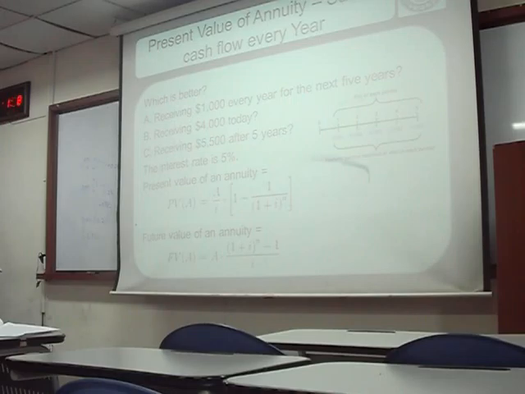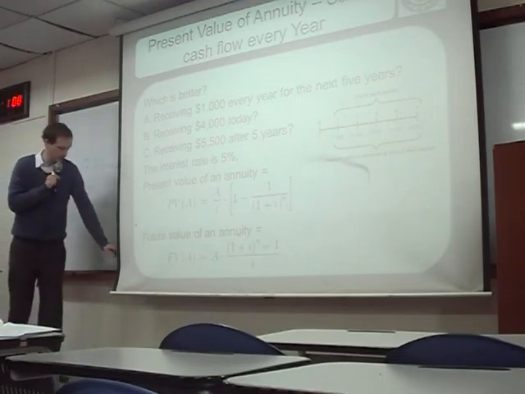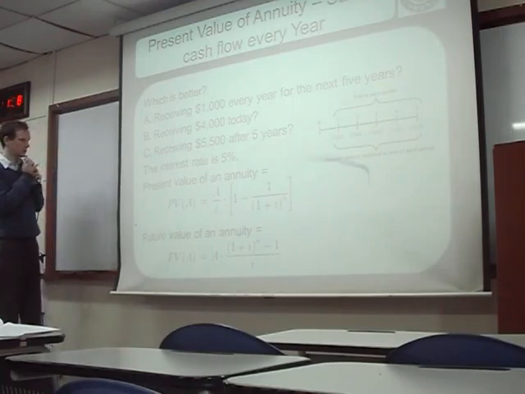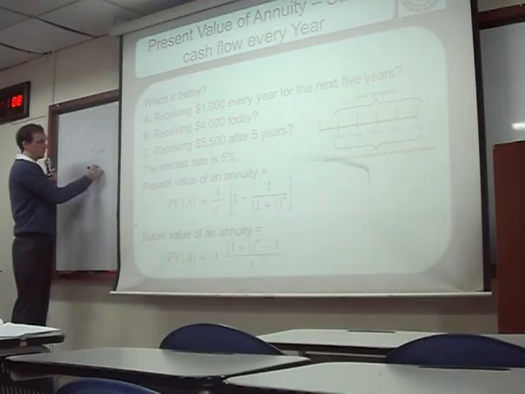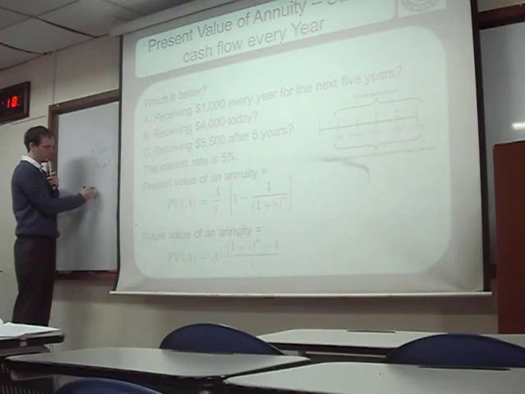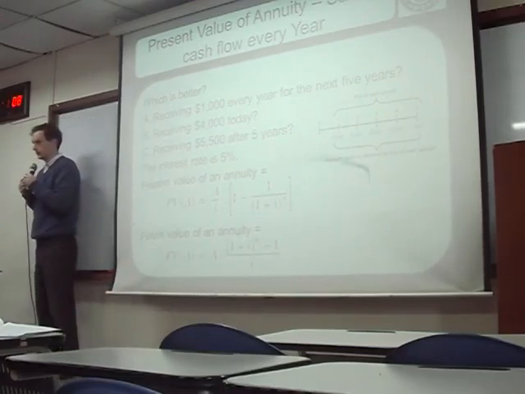Okay then, somebody can do this quickly. What if you get 5,500 in 5 years and the interest rate is 5%, how much is that worth today? 4,310, okay? That one is just the simple present value. Simple present value is going to be lower than 5,500, so on the bottom line we put 1 plus 0.05 to the power of 5, which we already calculated was 1.2 something, and the answer will be 4,310. So that's lower. We're still going to take this one. This is the best option. Okay? Any questions?